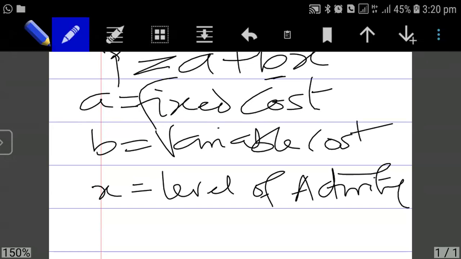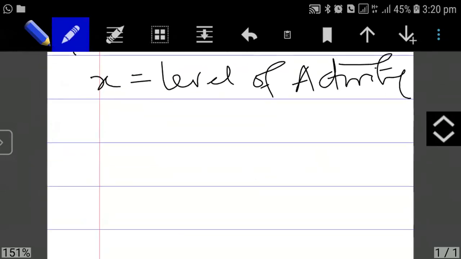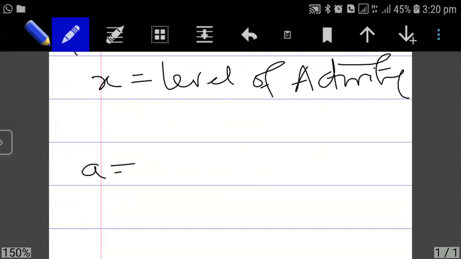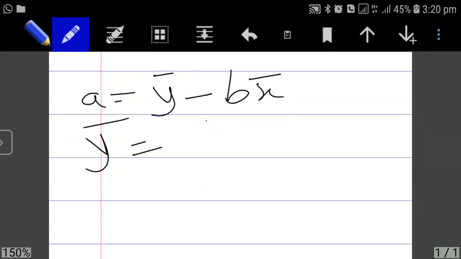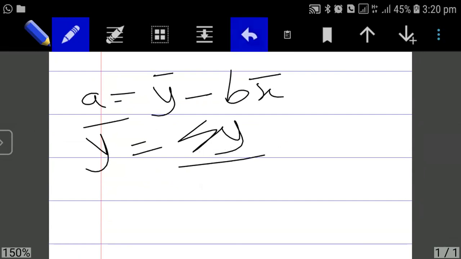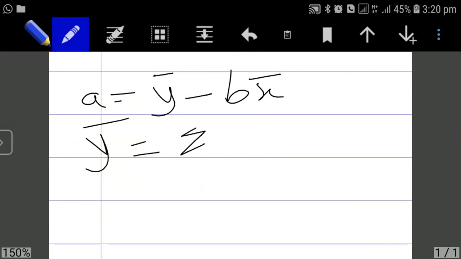Let it be known that all you are calculating in that physics course, where I said you can use high and low, regression, or account analysis, is the calculation of the variable cost. A, the fixed cost, can be gotten as Y bar minus B X bar, in which Y bar is equal to summation Y over N. You don't have to cram. That is in a situation where you are given your equation in a tabular form.